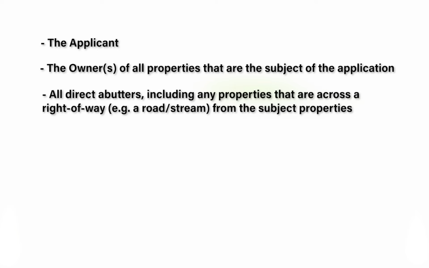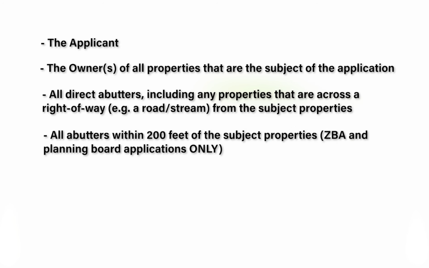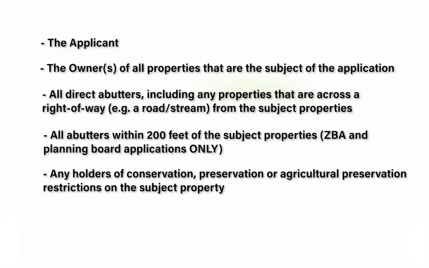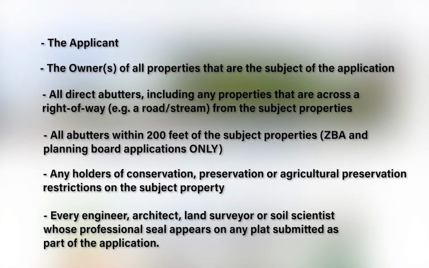When creating your notice list, there are several parties that must be included, including the applicant, the owner or owners of all properties that are the subject of the application, all direct abutters, including any properties that are across the public right-of-way, like a road or stream, from the subject property. For ZBA and planning board applications, all abutters within 200 feet of the subject property, any holders of conservation, preservation, or agricultural preservation restrictions on the subject parcel, and every engineer, architect, land surveyor, or soil scientist whose professional seal appears on any plat submitted as part of the application.